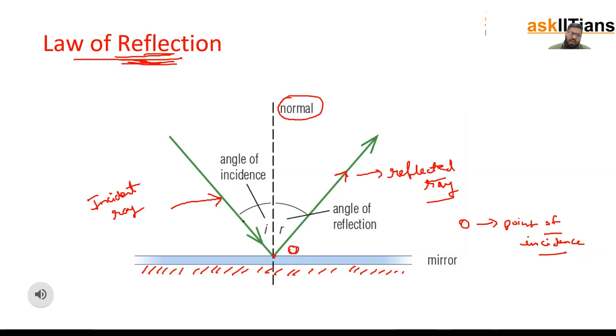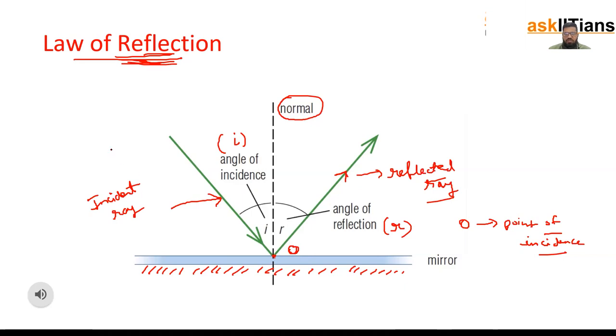And you know, the angle between incident ray and the normal is known as angle of incidence. We basically represent this angle with a symbol small i. Okay. And the angle between normal and reflected ray is known as angle of reflection. We show this angle with a small r, like this. Okay, so these are the symbols to show angle of reflection and angle of incidence.